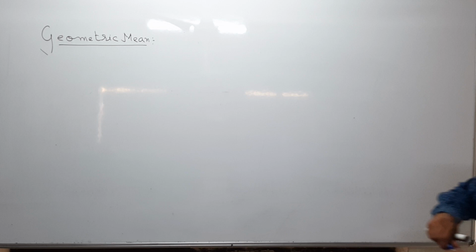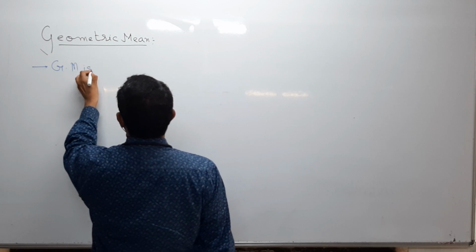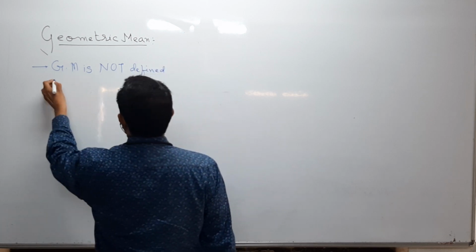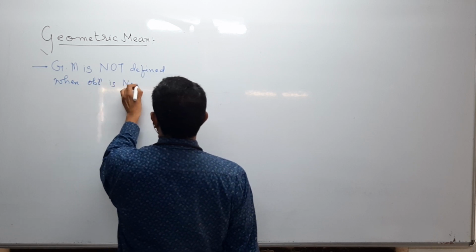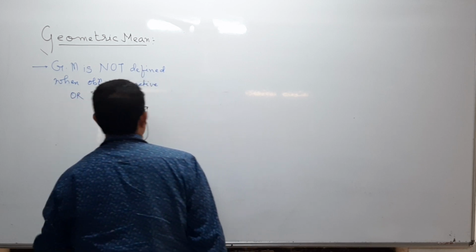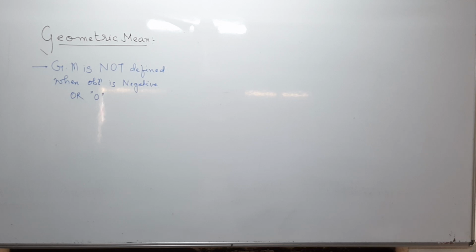And again, a very important concept which is given in the book: geometric mean is not defined when an observation is negative. If one observation is 0, all the product of observations becomes 0. So we have to be very careful. Generally, geometric mean is not defined when an observation is negative or 0.